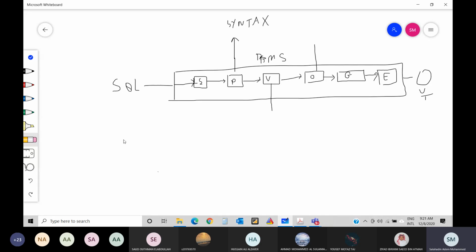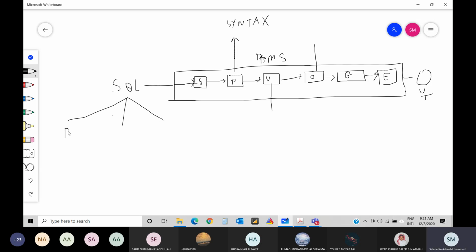So what will the optimizer do? The optimizer will take your SQL statement. This SQL statement that you entered, it will convert it into relational algebra. So it will take your SQL statement here. Let me just write it here, and then he will convert it into relational algebra.